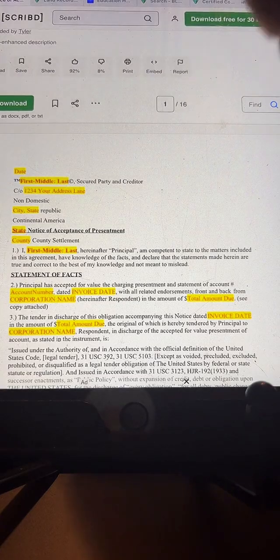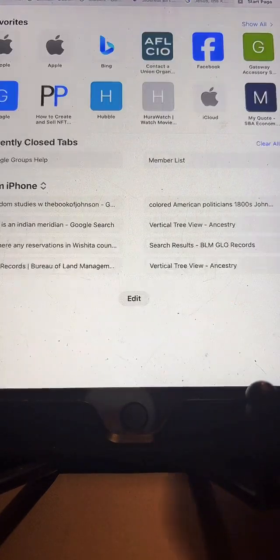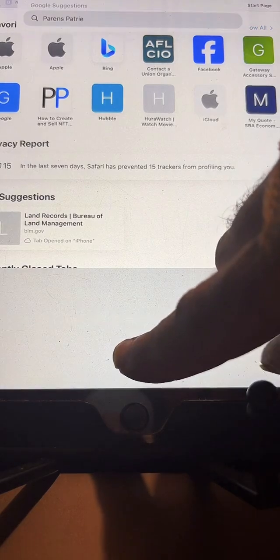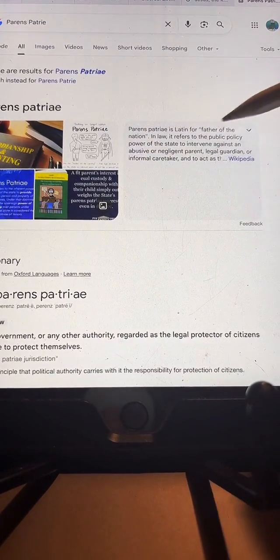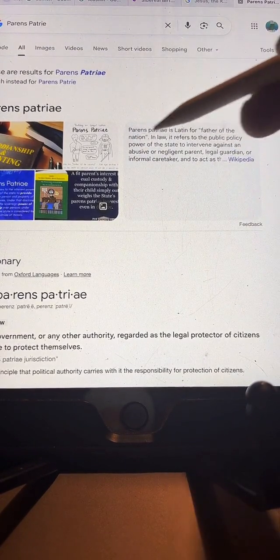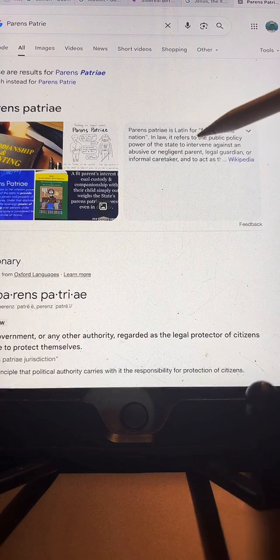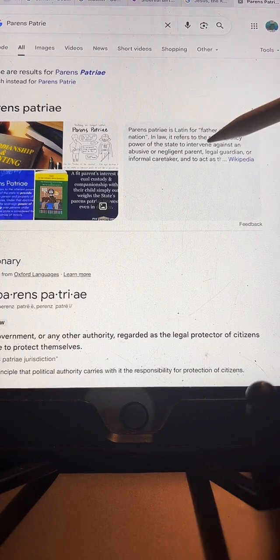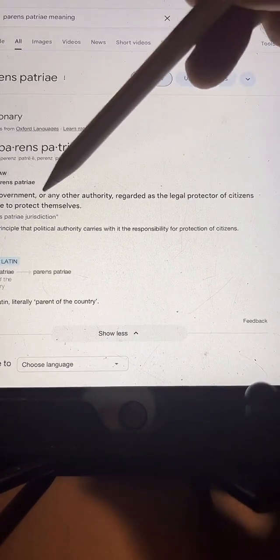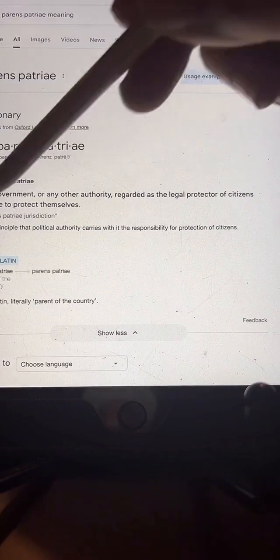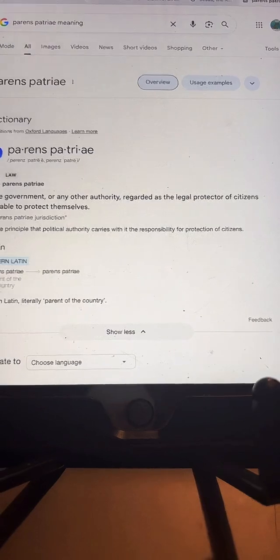Let's go to this. Parens patriae. Well, that's not going to pull it up. Oh, there it goes. Parens patriae is Latin for father of the nation. In law, it refers to the public policy power of the state to intervene against an abusive or neglected parent, legal guardian, or informal caretaker and act as the government or any authority regarded as the legal protector of citizens unable to protect themselves. That's what the judge is looking at you from.